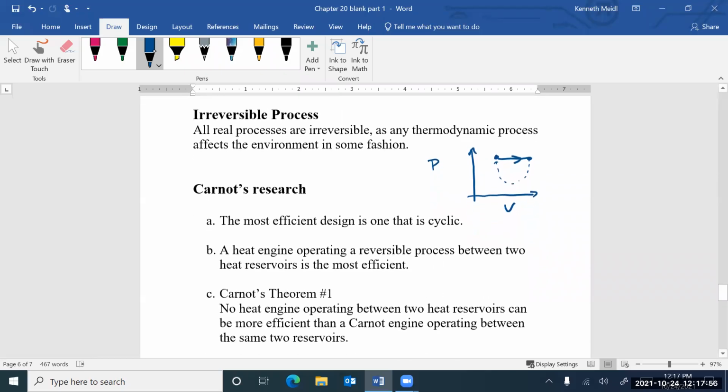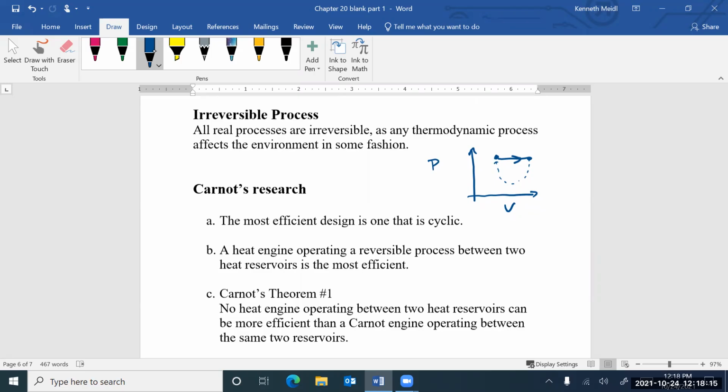Theorem number one: no heat engine operating between two heat reservoirs. The two heat reservoirs are Q hot and Q cold. You get something hot, and then there's something left over. You want the hot to be as hot as possible. You want the cold to be as cold as possible, because the work that you get out is the difference between those two. And that's really what you want here.